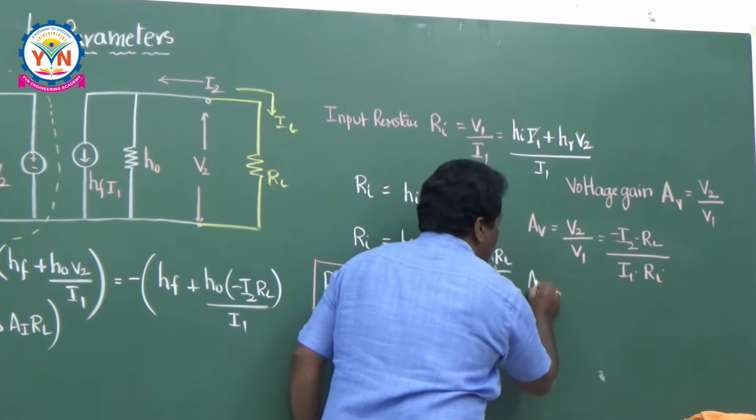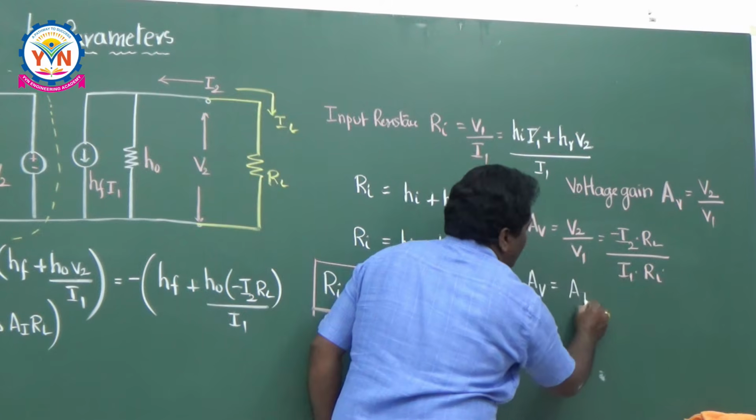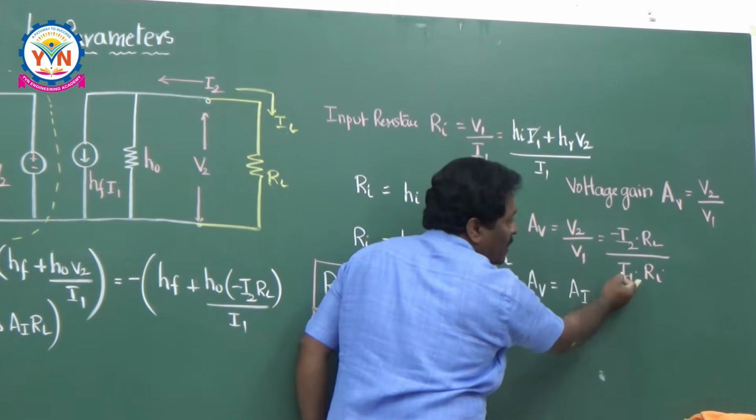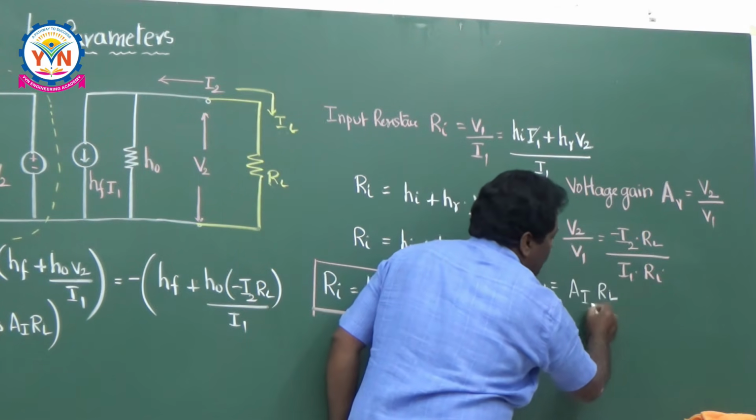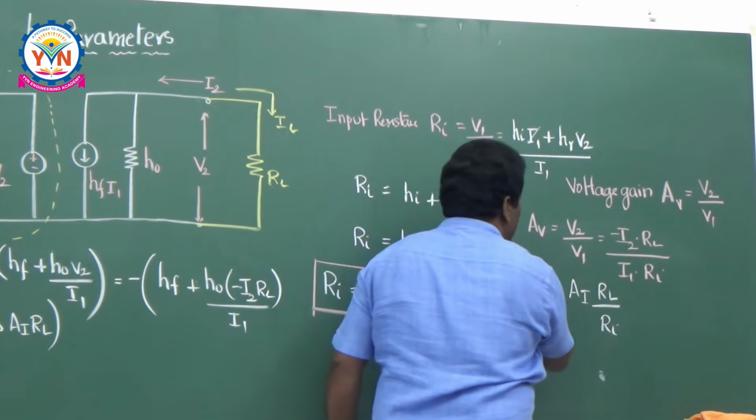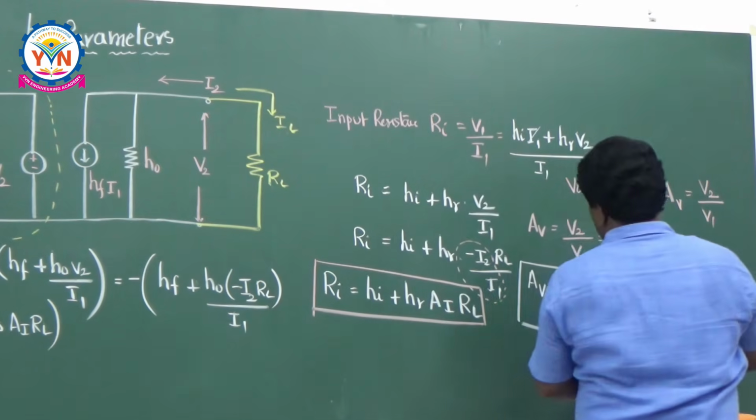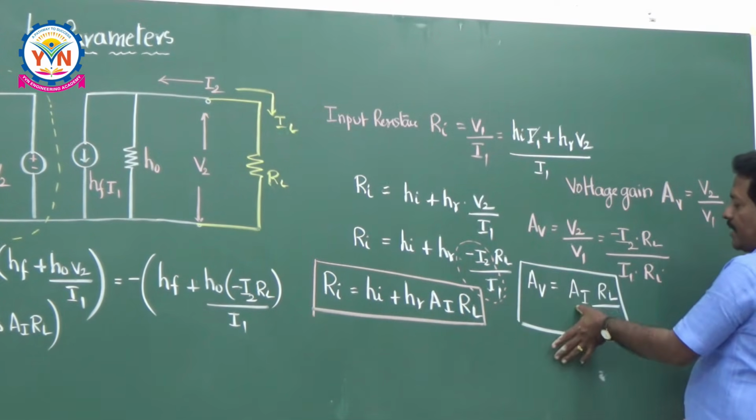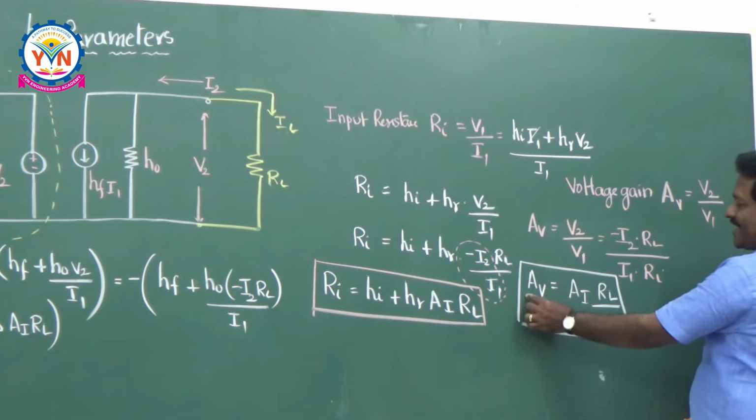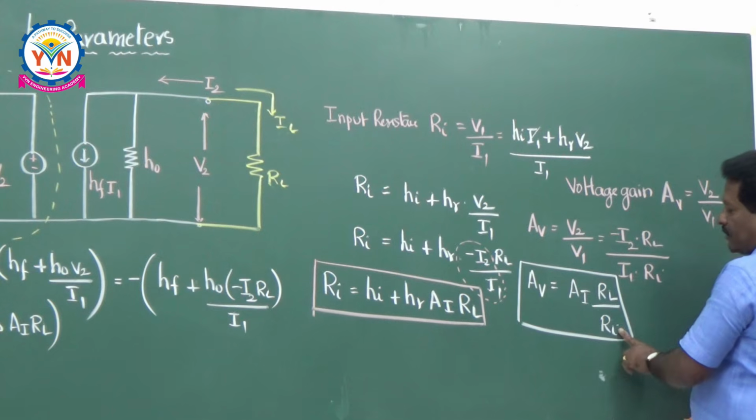AV is equal to minus I2 by I1, which means AI, the current gain, into RL by Ri. RL is the load resistance, Ri is the input resistance. So this is the expression for your voltage gain. You see, voltage gain AV is equal to AI into RL by Ri. In this expression, you have taken the help of both current gain and input resistance.